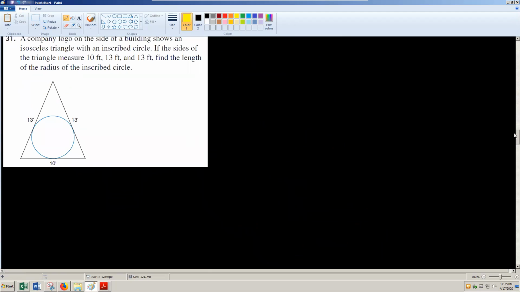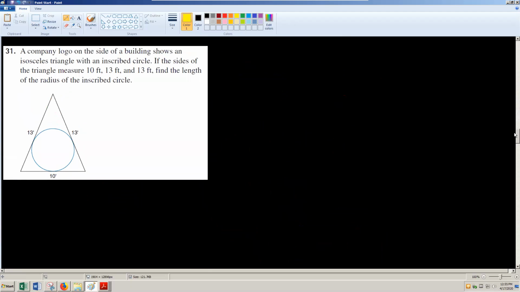Looking at 31. So we've got a company logo on the side of a building, an isosceles triangle, and an inscribed circle. If the sides of the triangle measure 10, 13, 13, find the length of the radius of the inscribed circle. Okay, cool. To solve this problem, we need to know that the area for this triangle can be represented multiple ways. One way is 1/2 base times height.